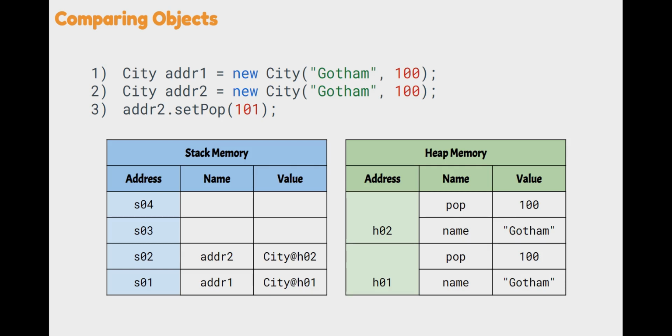Therefore, when on line 3, we say address2.setPop to 101, well, address2 points to the city at heap 02, and we're going to change that pop to 101. And we don't change the population of the other Gotham that is at heap 01. They are their own unique cities with their own instances of the variables with their own unique values.